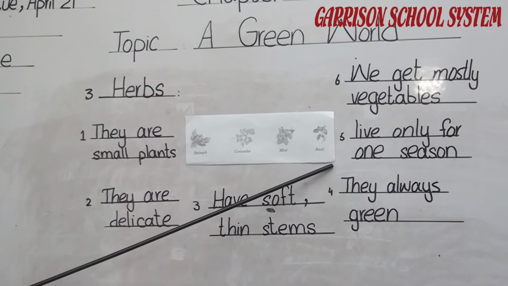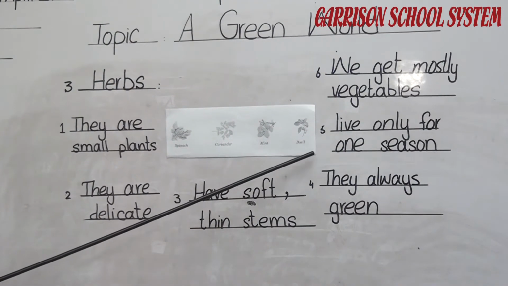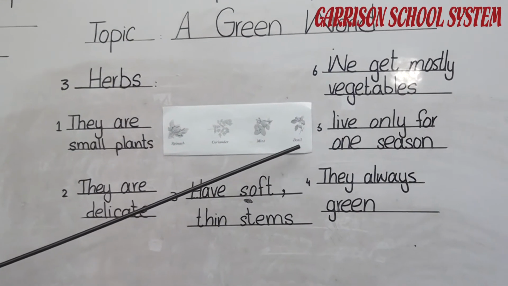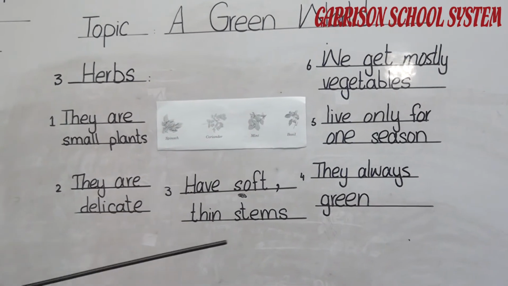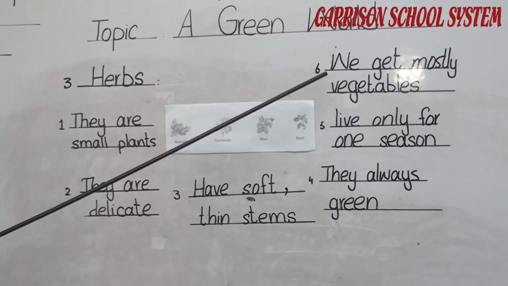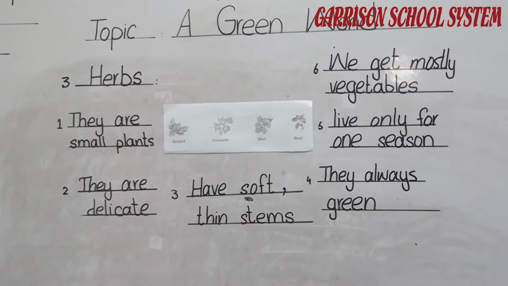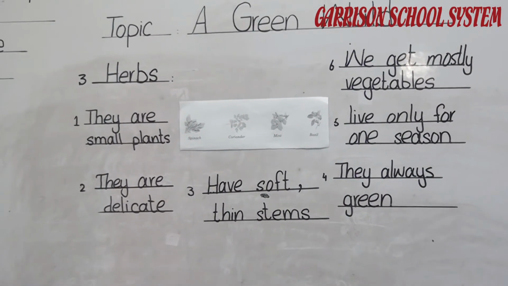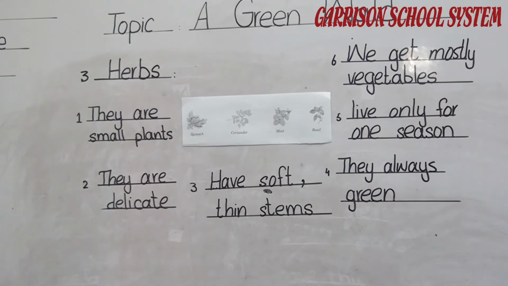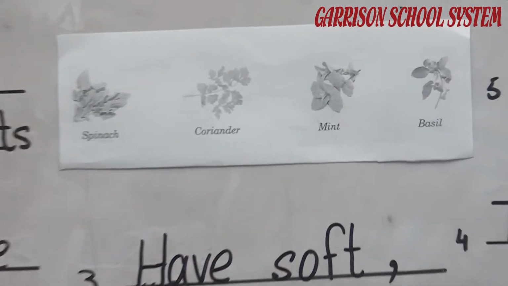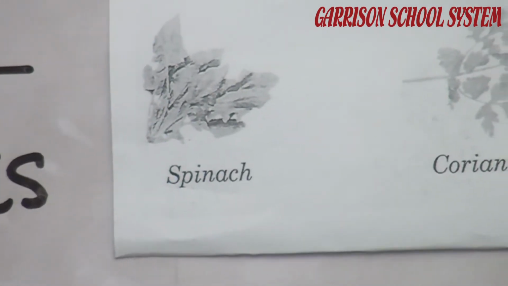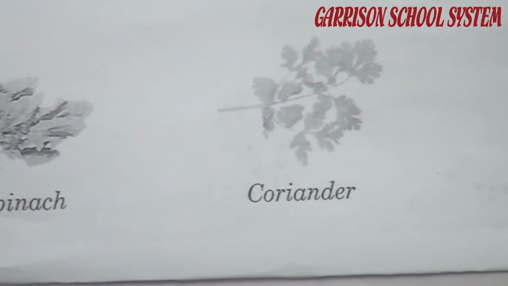Number 5 point for herbs. Herbs can live only for one season. Number 6 is, we get mostly vegetables from the herbs. The vegetables which we eat mostly come from the herbs. You know that there are different vegetables in different seasons. There are different vegetables for the summer season. They are only for the summer season.